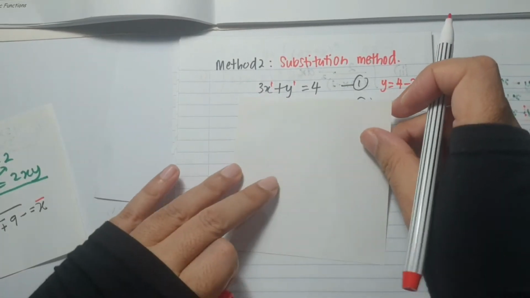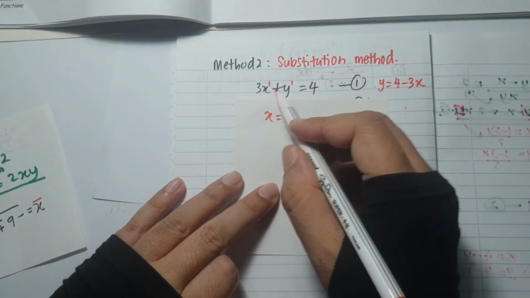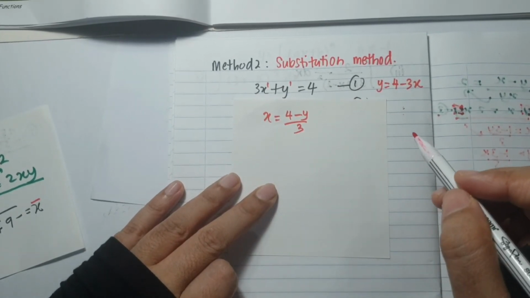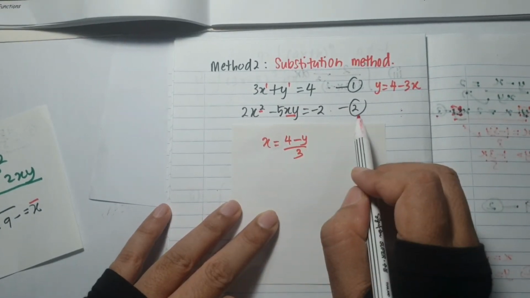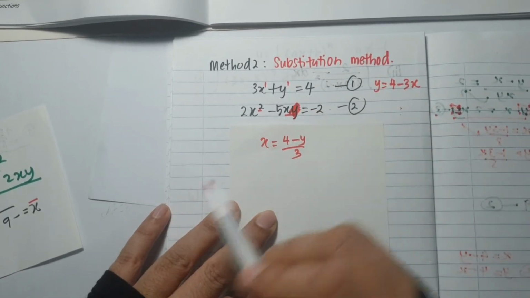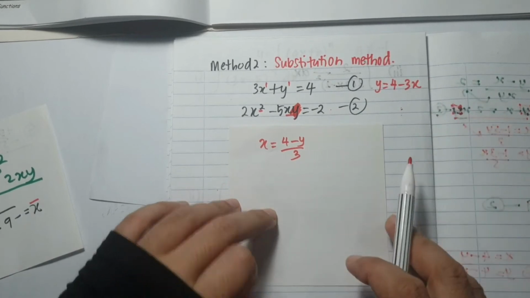If you choose x as your subject, of course you will have a fraction here, right? Because this one become 4 minus y over 3. So you better choose y as your subject. And some more, look at your non-linear equation. You only have one y here, one term of y there. So you better choose y as your subject.